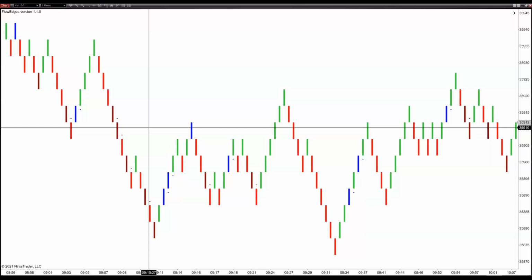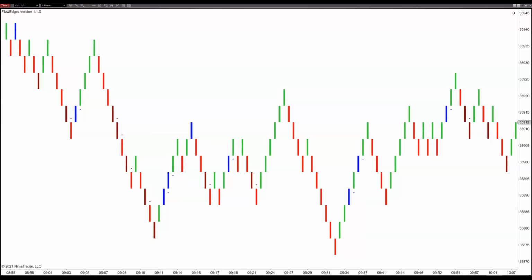Can it be read in Bloodhound? No, I do not think it can. Someone emailed me saying that it cannot. I don't use Renko bars. I don't use Renko. I don't use Bloodhound.